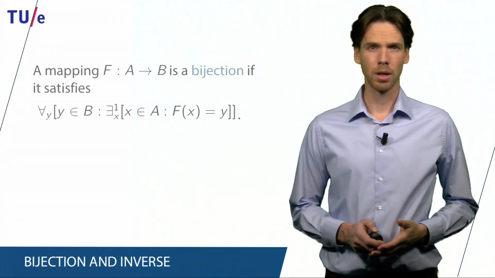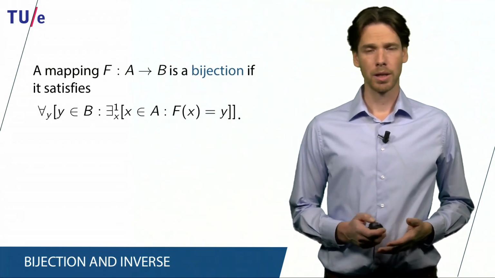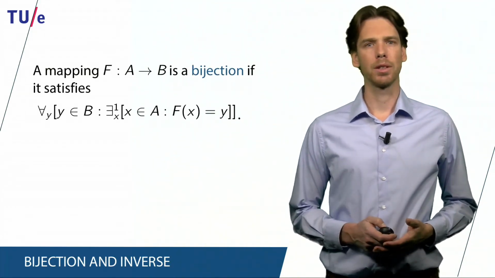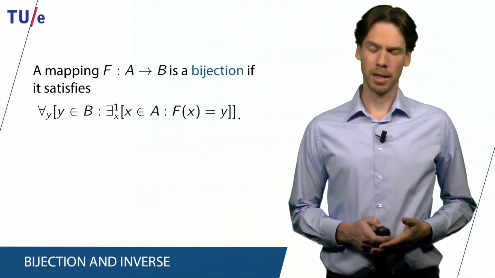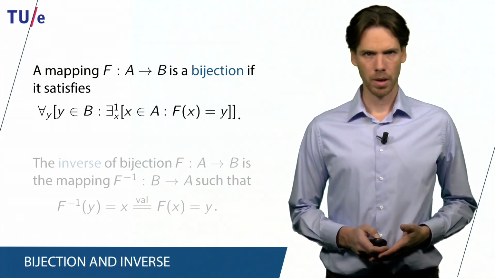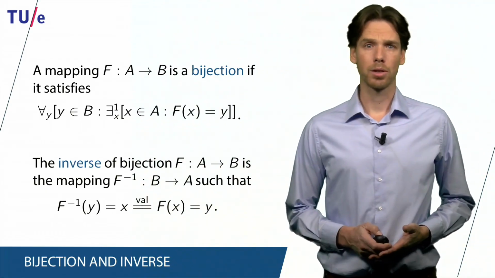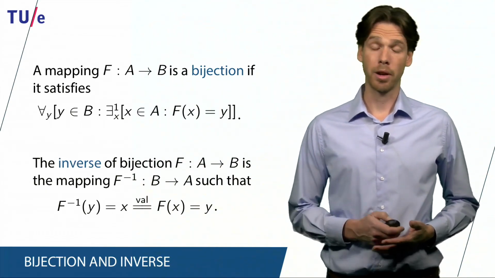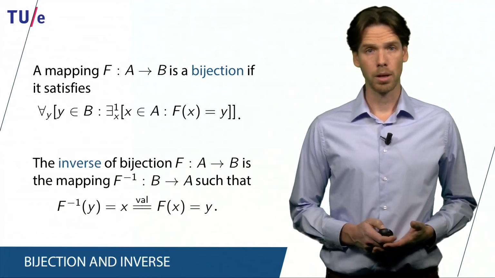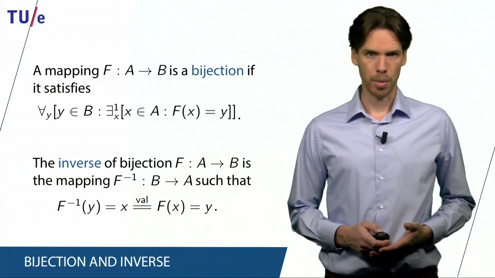To summarize, a bijection is a mapping satisfying the property that for every element in its codomain, there is exactly one element in its domain that maps to it. And with every bijection, we can associate a well-defined mapping in the other direction. It's called the inverse mapping, which is incidentally also a bijection. This concludes our lecture on bijections and inverses.